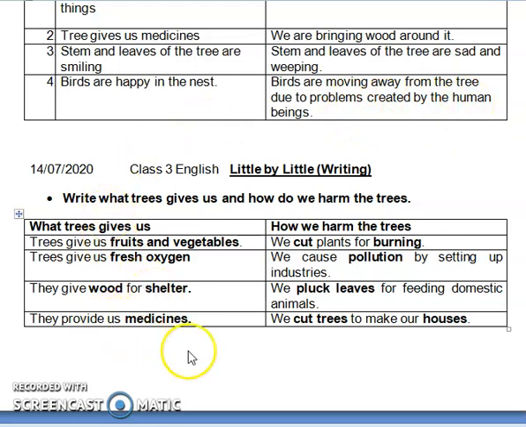But now you have to do this activity in your notebooks. I will send it separately in the WhatsApp group so that you can do it easily in your notebooks. Today's task is to write what trees give us and how we harm trees. So you have to tell the things that trees give us and how we harm the trees. We had already done one activity in which we discussed what a tree gives us. I'll show you that picture again.